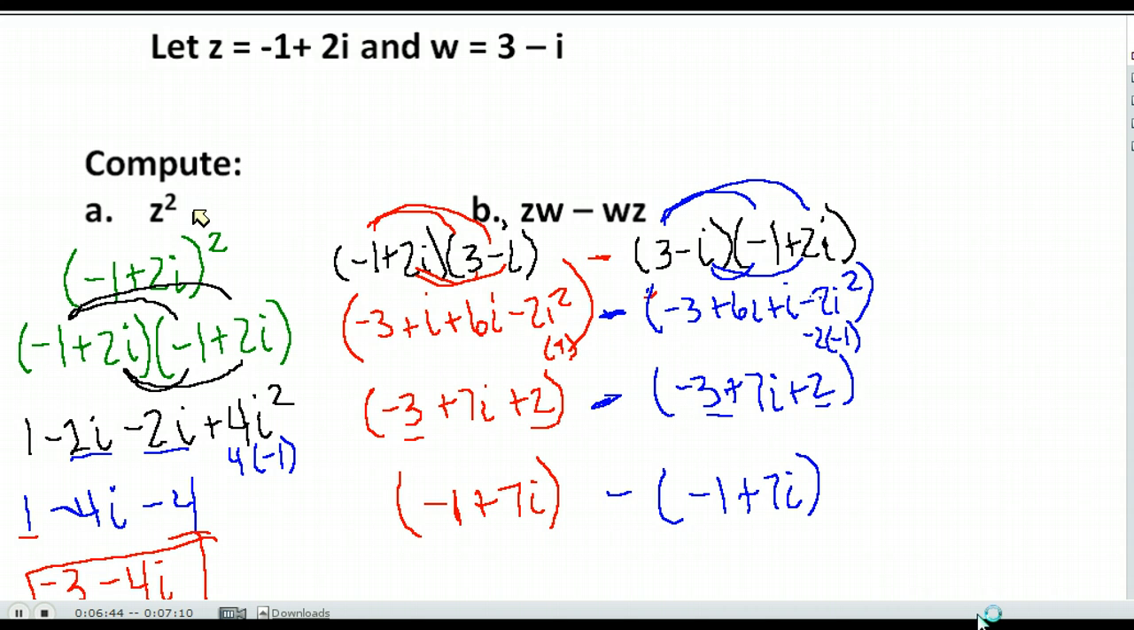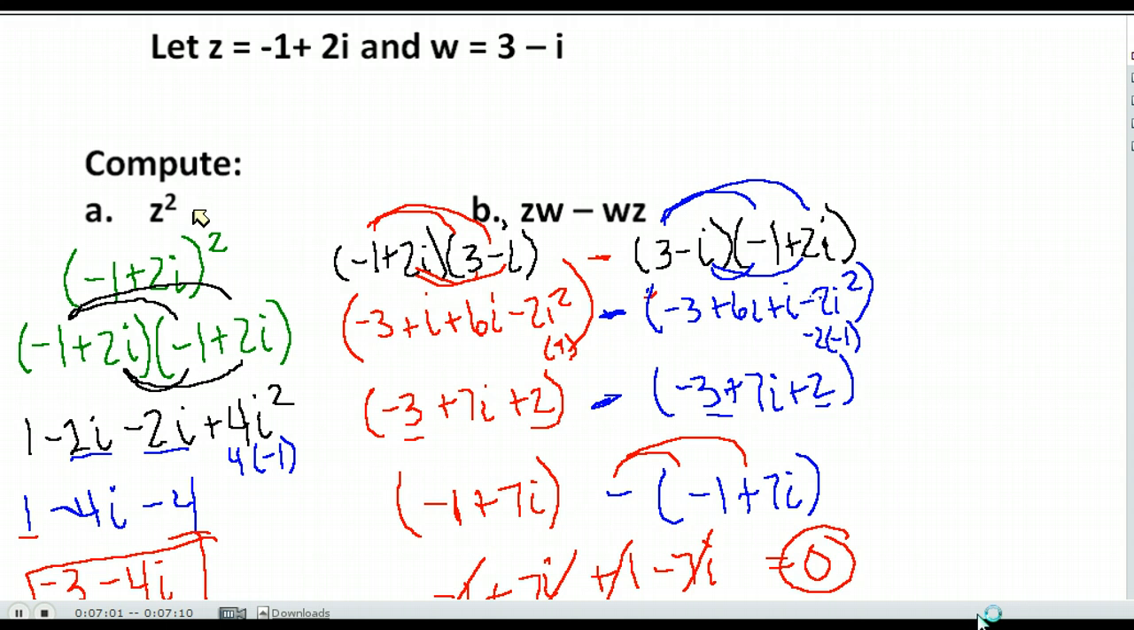And I can change directions. So now we've finished this up here. I'm subtracting. So I have negative 1 plus 7i plus 1 minus 7i. Everything cancels, and I get 0 as my answer. So there are some demonstrations of adding and multiplying complex numbers.